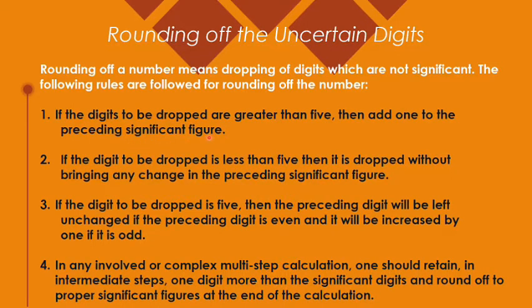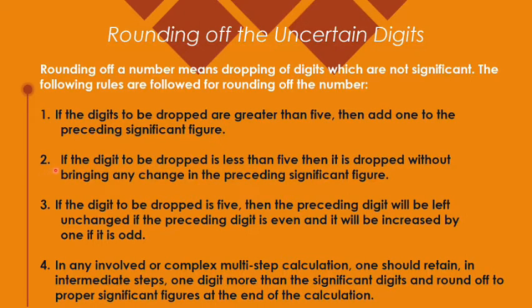then whenever you drop a digit greater than 5, you have to add 1 to the preceding significant figure. Like if you want to round off 2.56, the last digit 6 is greater than 5, so you will write it as 2.6. 1 is added to the preceding significant figure.